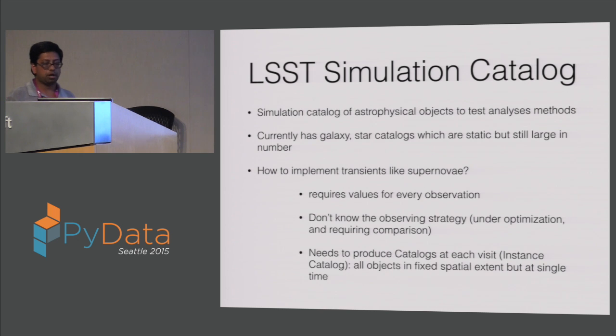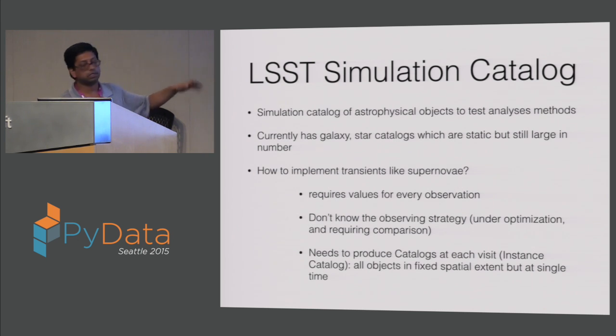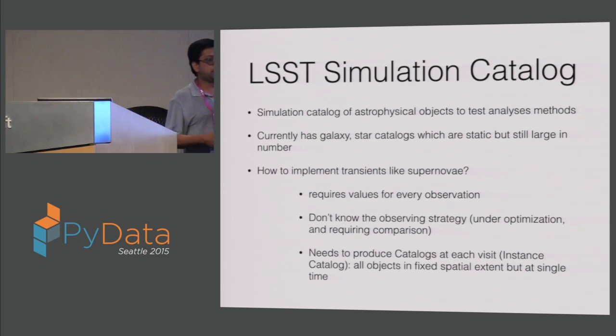And I'm going to talk a bit about the LSST simulation catalog. And this is being built in order to test different analysis methods. So if you have simulations, you can try to come up with the sort of images that we talked about and see if image differencing works and you can get light curves well. It's also important to understand how to optimize the survey strategy if we have these simulations. And we already have catalogs of galaxies and stars, which are all static objects.